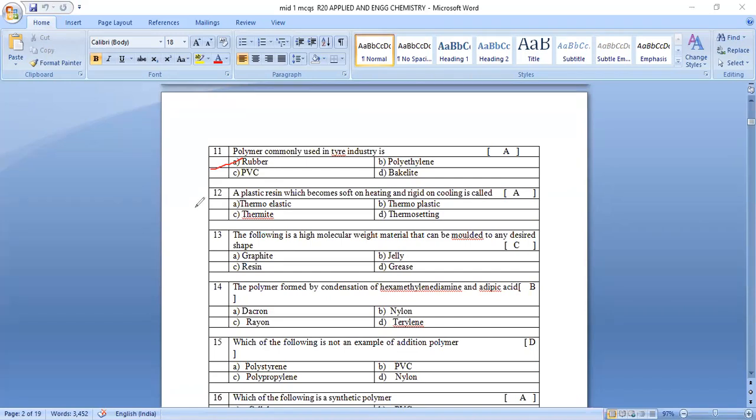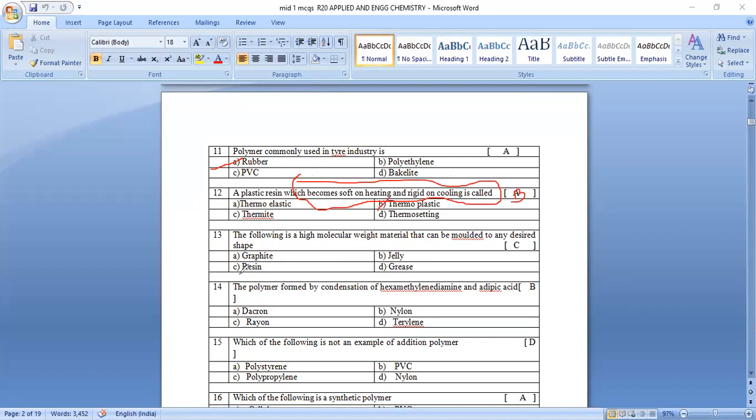A plastic resin which becomes soft on heating and rigid on cooling is known as thermoplastic, because thermoplastics contain temporary hardness. The options are thermoplastic, thermoset plastic, elastomeric. The answer here is B, which is thermoplastic.